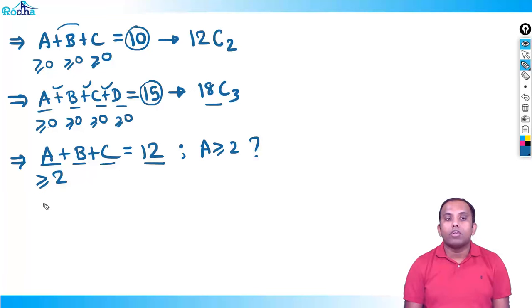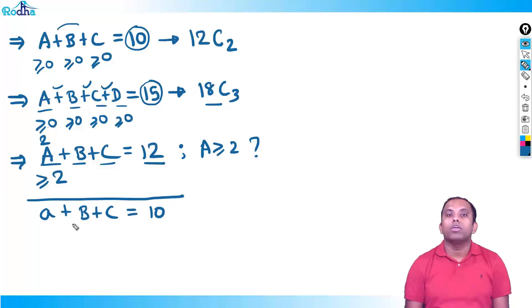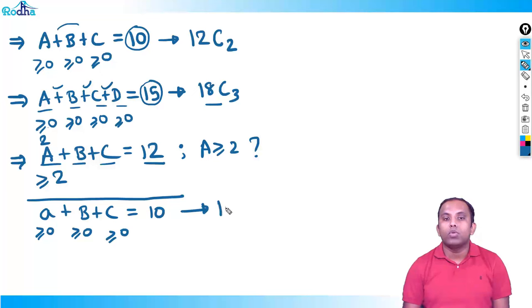If A plus B plus C equals 12 and A needs at least two, we give 2 to A first, to satisfy the minimum condition. So now A plus B plus C is equal to 10 only. Now 10 chocolates are to be given to A, B and C, and A can be 0, B can be 0, C can be 0 now. Since all 3 can be 0, the answer should be 10 plus 2, 12C2. 12C2 is the answer.